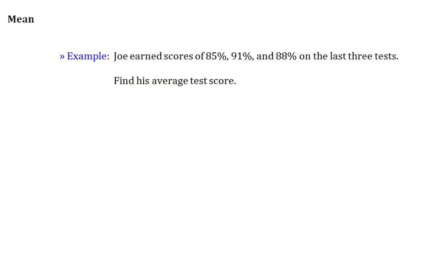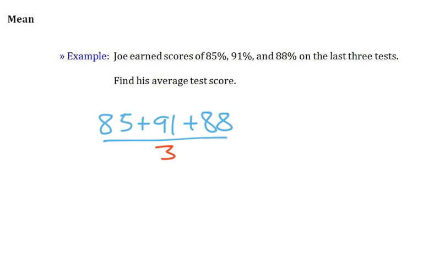So let's try finding the average test score for Joe. Joe has earned scores of 85%, 91%, and 88%. So just like our last example, I'll need to start by adding up the values I'm given and then dividing by the number of values. So in this case, we'll be adding 85, 91, and 88, and we'll be dividing by 3 because there were 3 test scores.